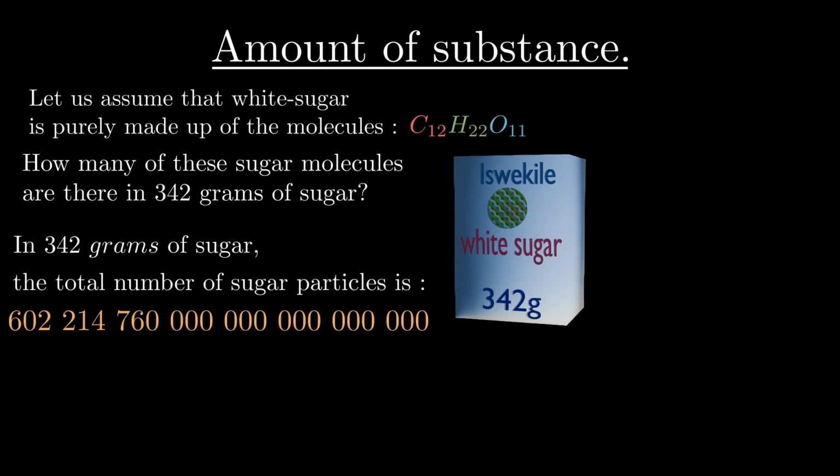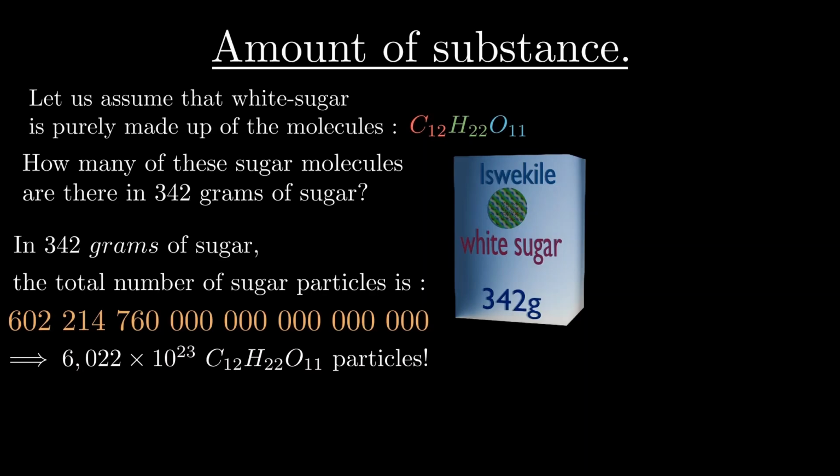602,147,600,000,000,000,000,000. Okay, but that looks like the order of magnitude is billion trillion. So that is the number of sugar particles, or C12H22O11, that make up 342 grams, which of course, if you've done your stoichiometry, you will be able to figure this out. And I guess you already know what we call this number. We call this number Avogadro's number.